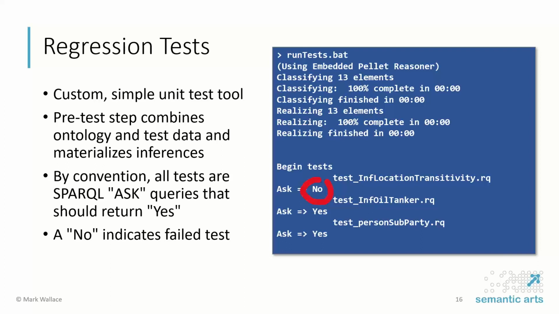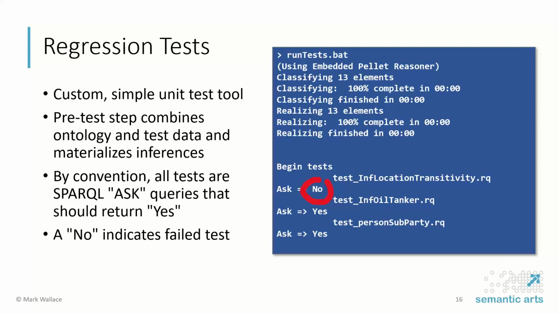All this means is there's a convention that says if it starts with test and ends with RQ, then I will run it against the ontology plus the sample data. I'll put it all together, I'll infer it, and then I'll verify that all the tests work. This is the way a lot of these frameworks work, where there's some convention for naming tests, and all the tests are trying to do is get what they expect. If they don't get what they expect, they tell you, and you know you've broken something.